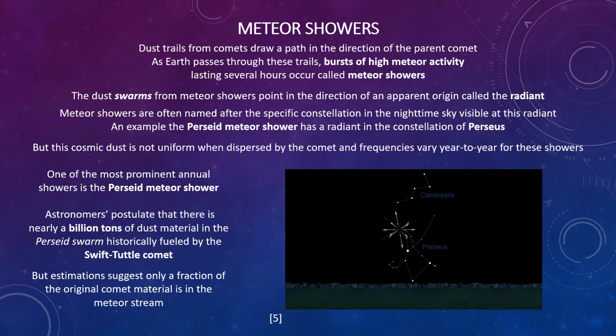The most prominent annual meteor shower is the Perseid meteor shower. Astronomers think that nearly 1 billion tons of dust material is in the Perseid swarm that was originally deposited by the Swift-Tuttle comet.